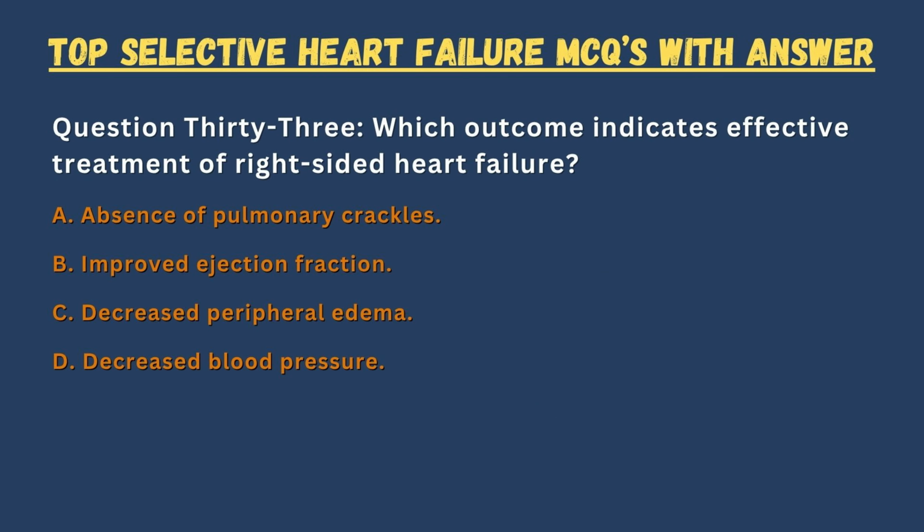Question 33. Which outcome indicates effective treatment of right-sided heart failure? A. Absence of pulmonary crackles. B. Improved ejection fraction. C. Decreased peripheral edema. D. Decreased blood pressure. Answer: C. Decreased peripheral edema.